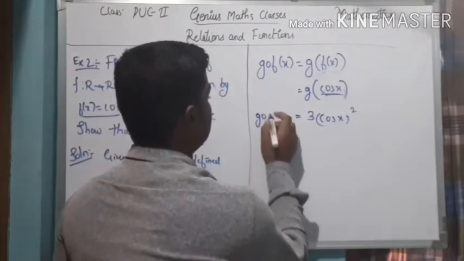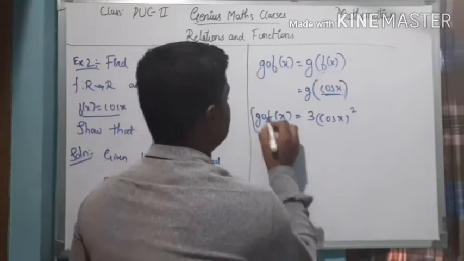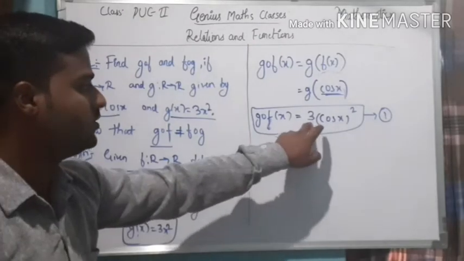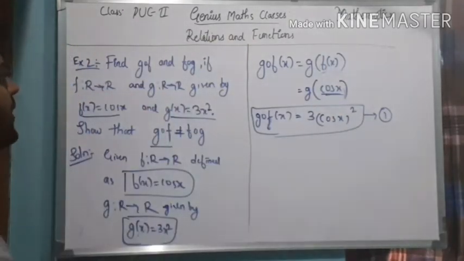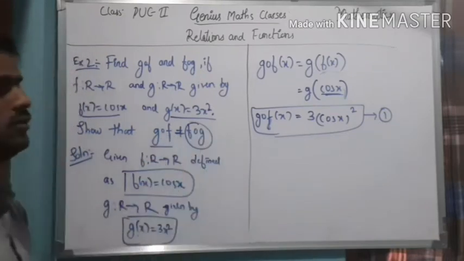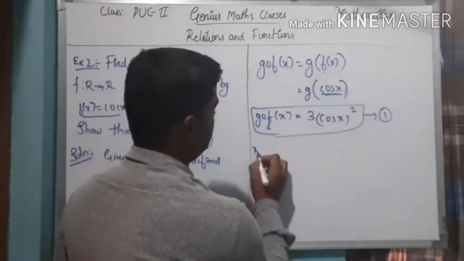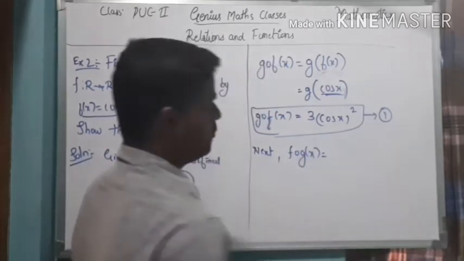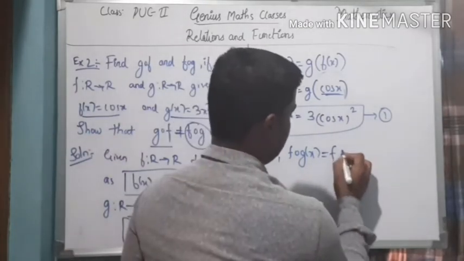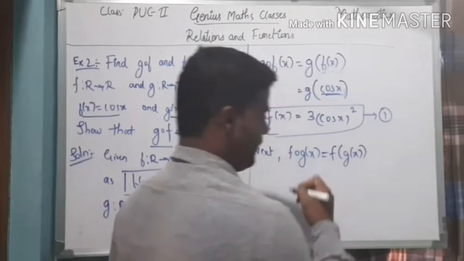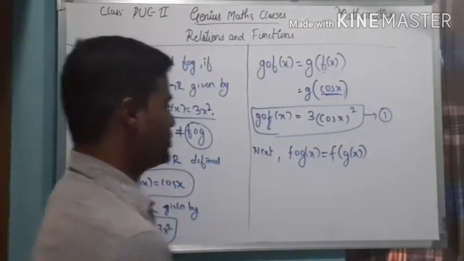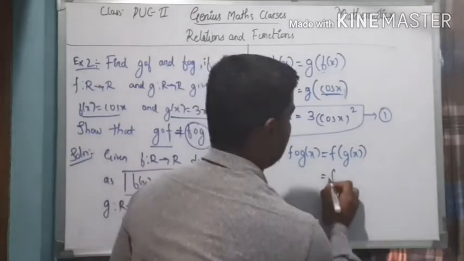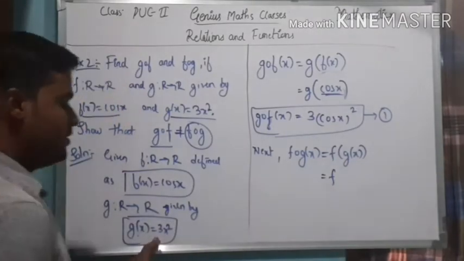g∘f of x, take it as question 1, equal to 3 into cos x whole square. Okay. Now find out the second part. Next, f∘g of x. By the definition, it can be written as f of g of x. We know that g of x is 3x square, and therefore we can write f of g of x as f of 3x square.